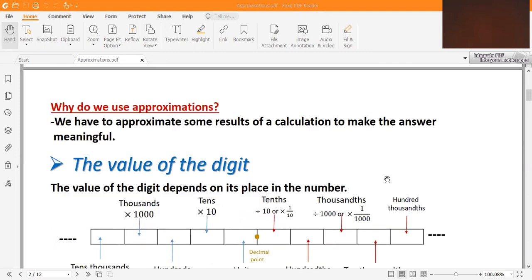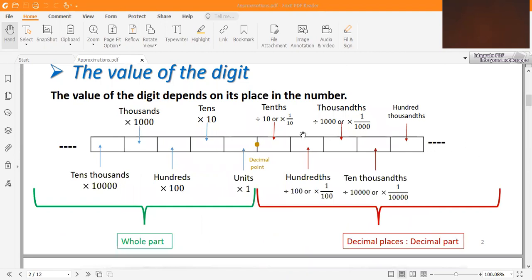In some cases, we have a statement where we have to approximate the result of a calculation to make the answer meaningful. Sometimes we don't use decimal numbers, we use only integers. So we should approximate our result to make it more meaningful. First, we should learn more about the value of a digit.